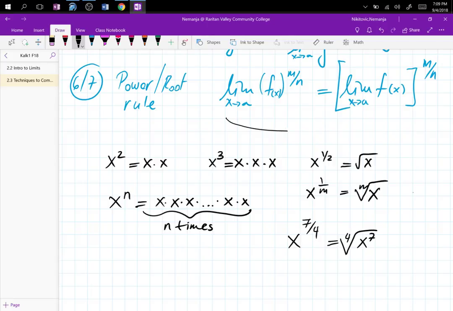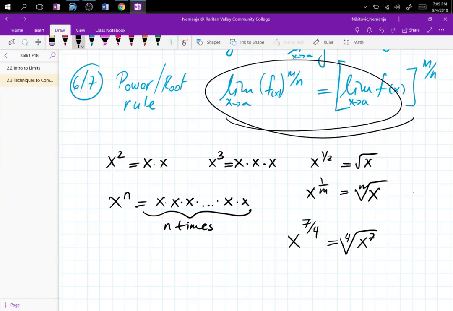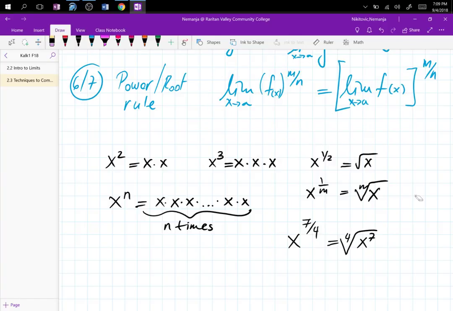Now this rule here is allowing us to, instead of taking the limit of the whole thing over here, take the limit of the function only, and then whatever value we get, we raise to the power that is there.